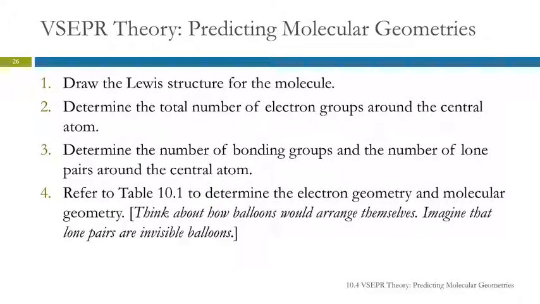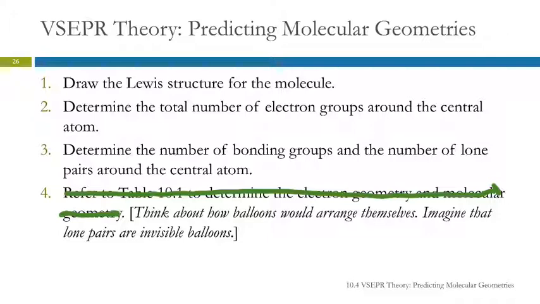Statement 4, I think, is stupid. Refer to table 10.1. Well, what if you're taking an exam and I don't give that to you, and I'm not going to? So that's not a good idea. Think about how balloons would arrange themselves. Think about how many total groups do I have? What shape did the balloons make?